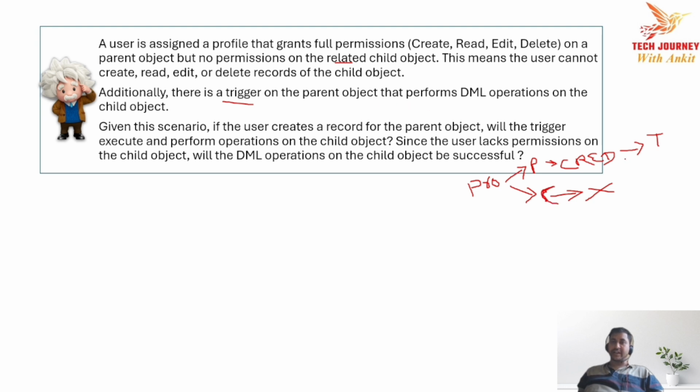The key point to note here is there are no CRUD permissions available on the child object to the user. What will happen now? Since there is a lack of permissions on the child object, will your trigger throw an exception or will your DML operations be successful? What is your thought process behind this? If you know the answer, do let me know in the comment section, because this is one of the frequently asked questions in interviews.